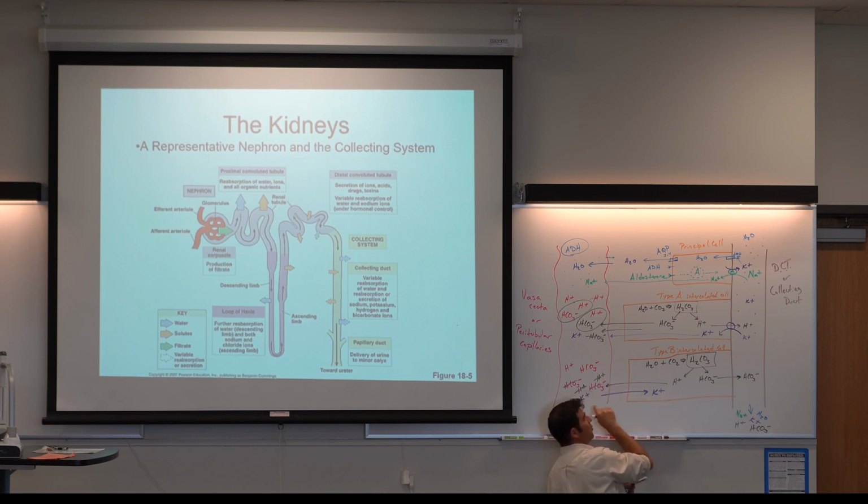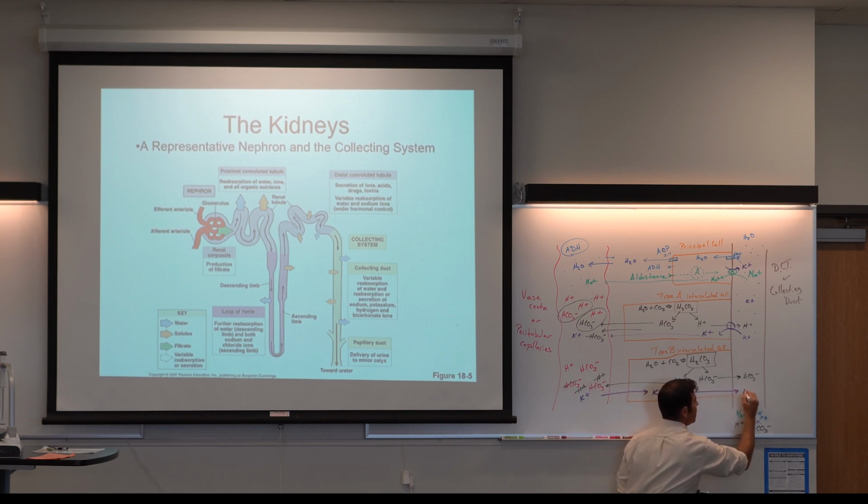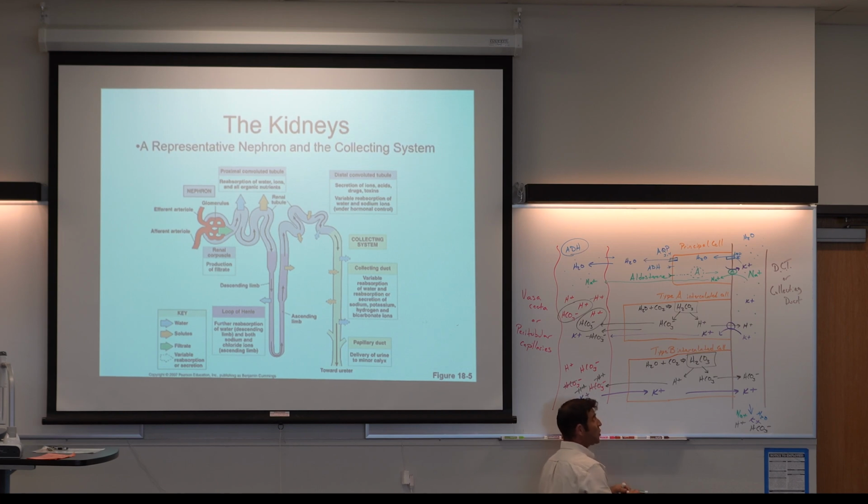This potassium is secreted from the bloodstream through these intercalated cells and right into the urine. So type A intercalated cells are going to reabsorb potassium into the bloodstream. Type B intercalated cells are secreting potassium out into the urine while they're reabsorbing hydrogen. So there's always a swap of these positive ions.